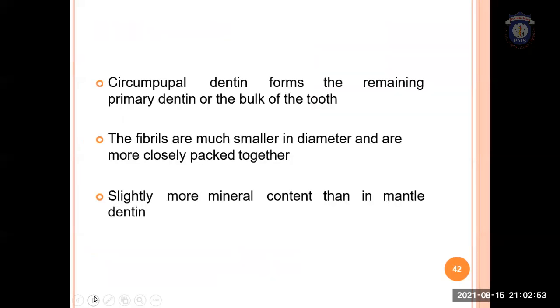Immediately below the mantle dentine is the circumpulpal dentine. Just as the name suggests, it is seen circumferentially towards the pulpal aspect of the dentine. It forms the remaining primary dentine or the bulk of the tooth. The fibers in circumpulpal dentine are much smaller in diameter when compared to mantle dentine, and the fibrils are closely packed together. So circumpulpal dentine has more mineral content when compared to mantle dentine.